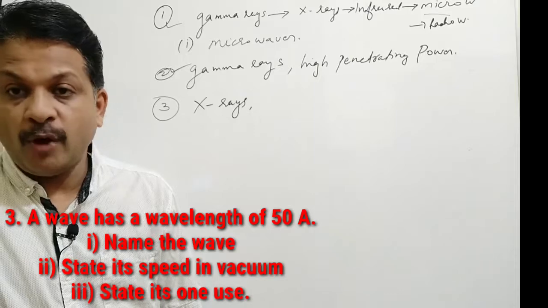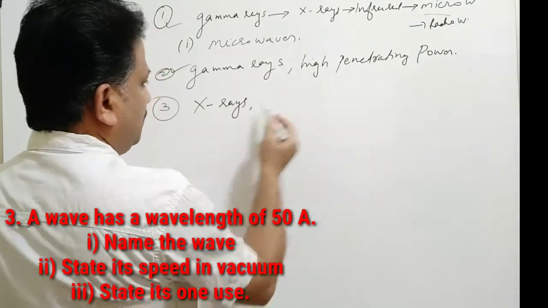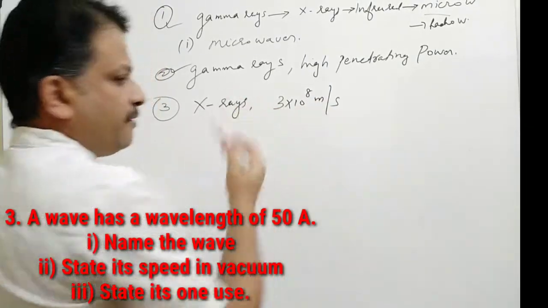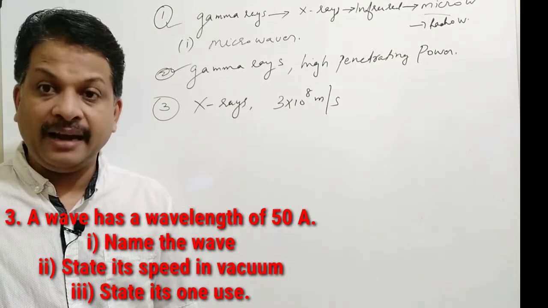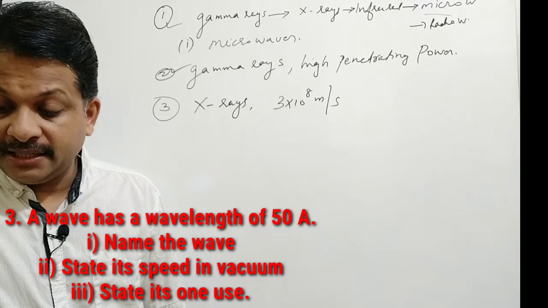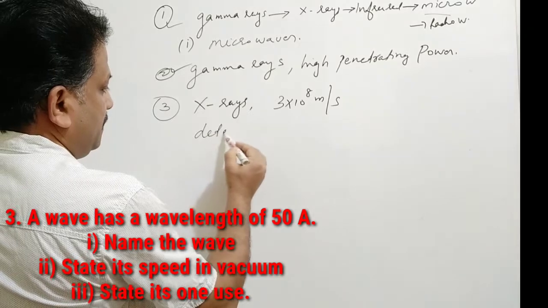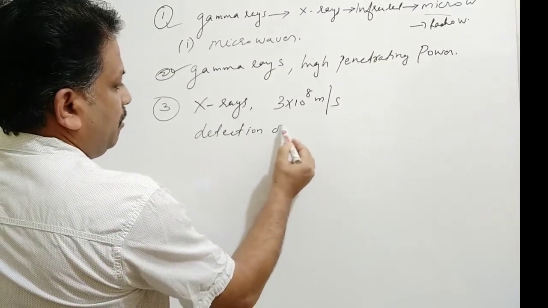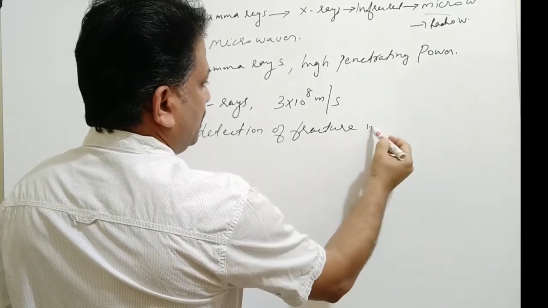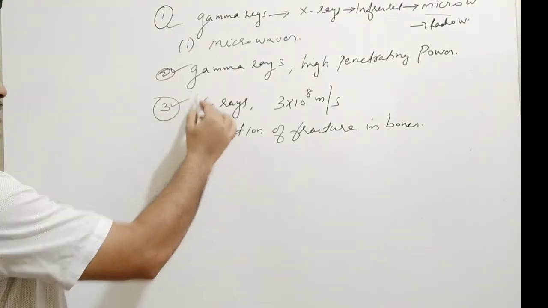State its speed in vacuum. So the speed of X-rays is 3 into 10 to the power 8 meter per second. So X-rays travel with the same speed as that of light. Now what is the third part? State one use. So what is the use of X-rays? X-rays are used in the detection of fractures, in bones and teeth, all of you know it. Okay, so question number 3 is clear.